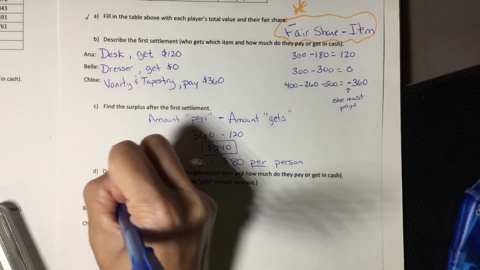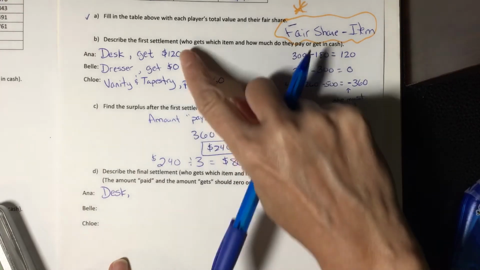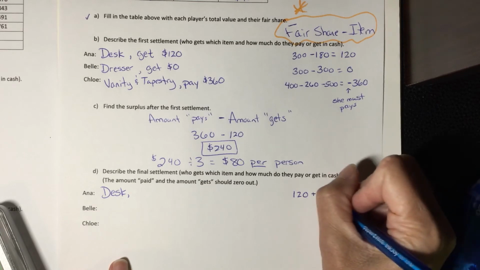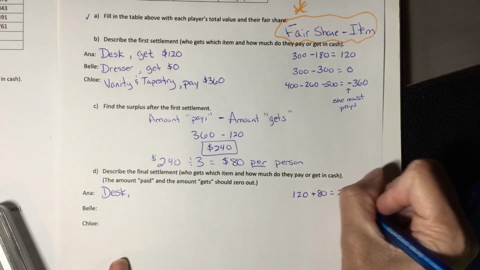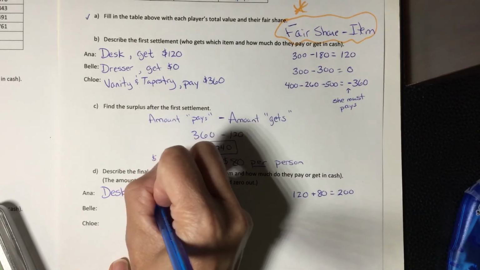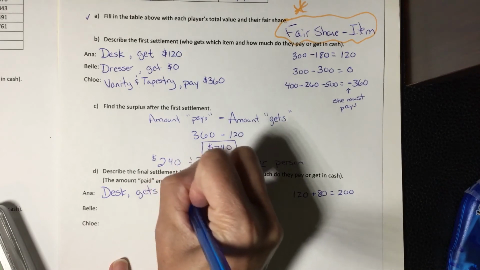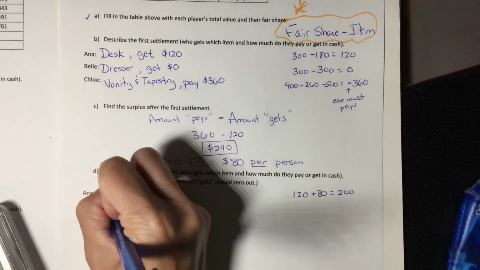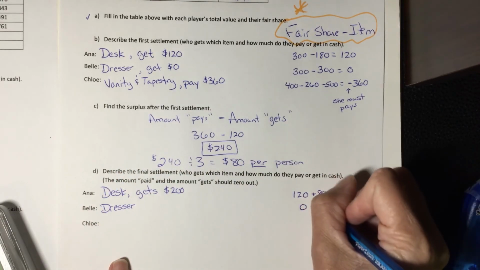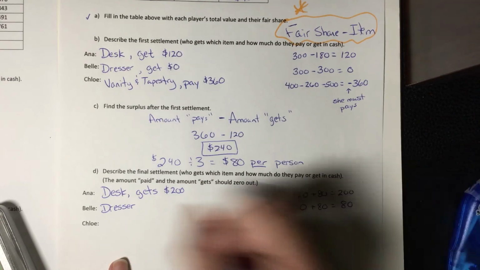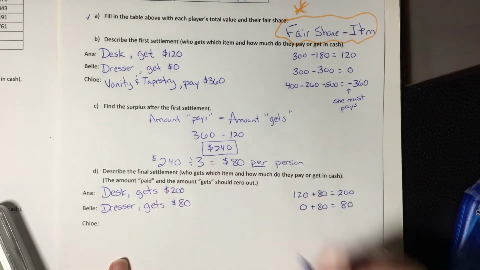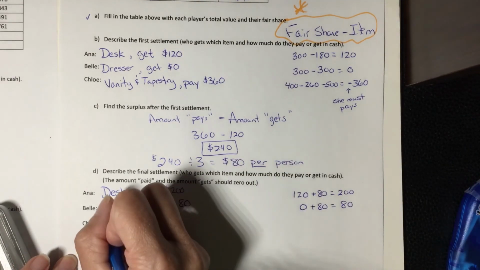So Anna still gets the desk. Now remember, in the first settlement, she got $120, so she still gets that, plus the additional $80 from the surplus. So now she is getting a total of $200. She gets the desk, and she gets $200. Now remember, Belle was getting the dresser. Before she was getting $0, but now she's going to get the additional $80 from the surplus. So she gets $80.